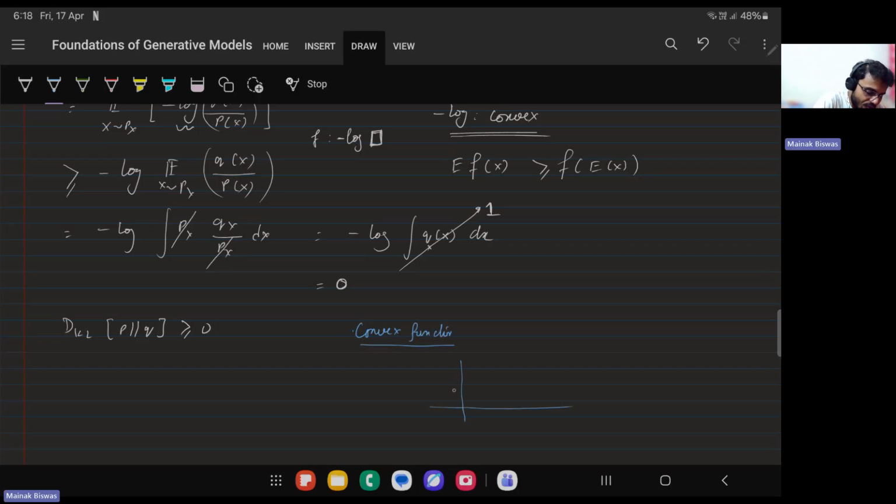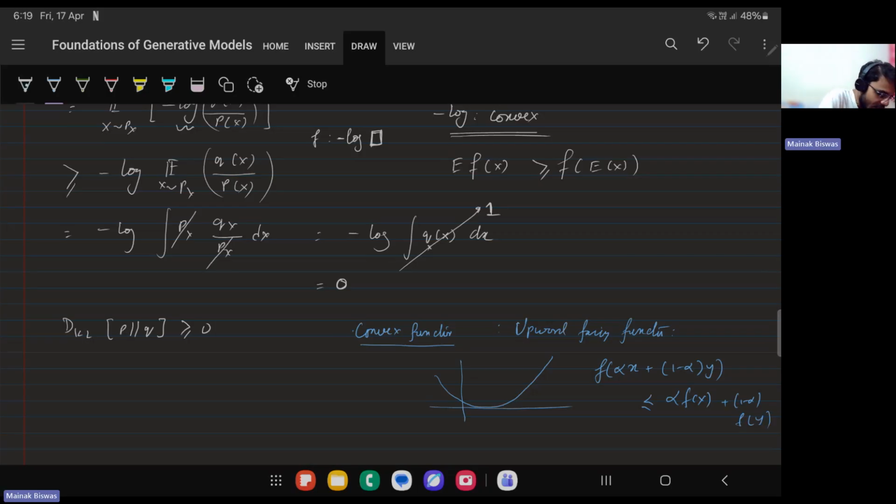So it is an upward facing function with the following property: f of alpha x plus 1 minus alpha y is less than or equal to alpha times f of x plus 1 minus alpha times f of y.